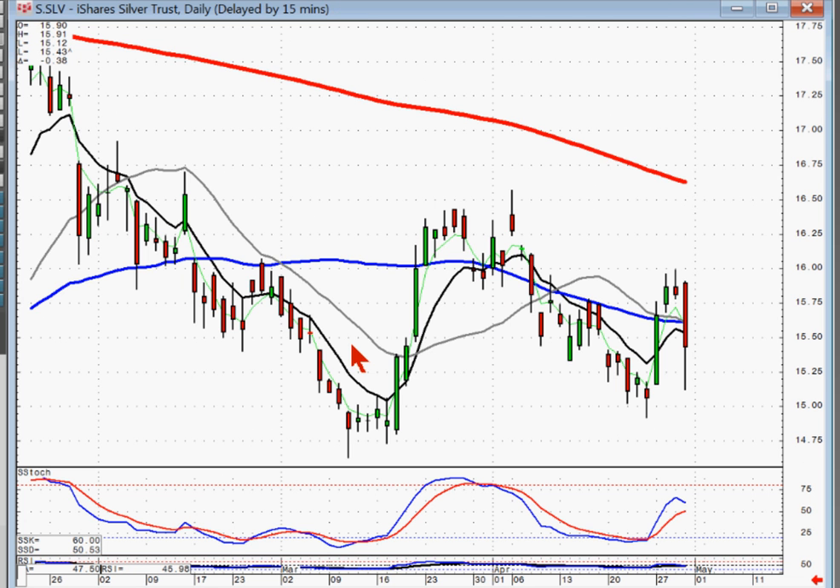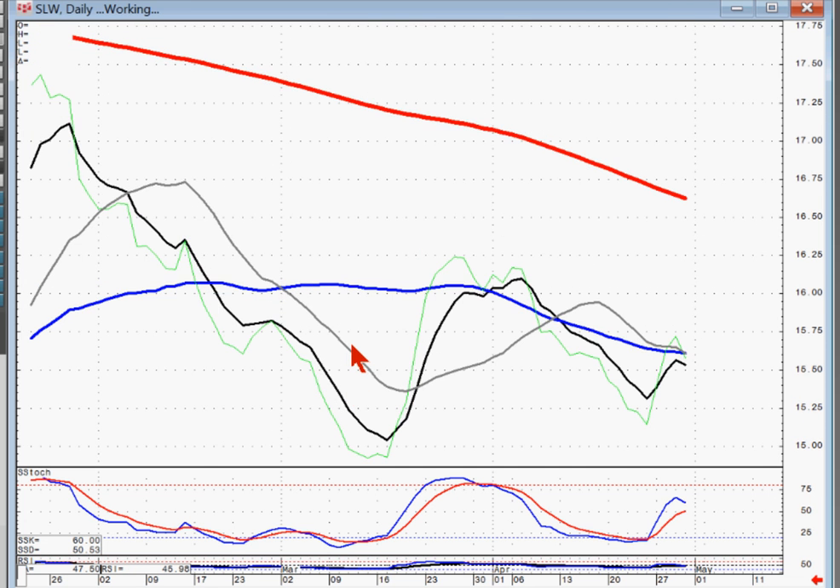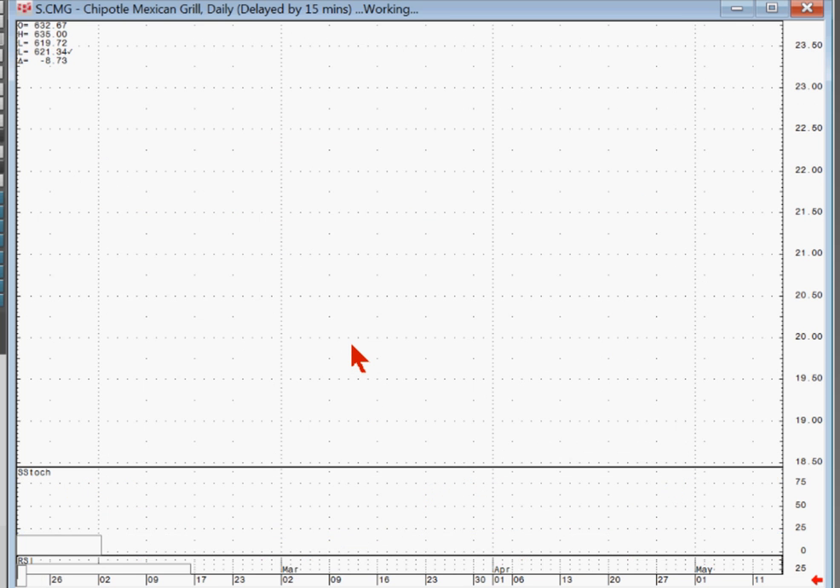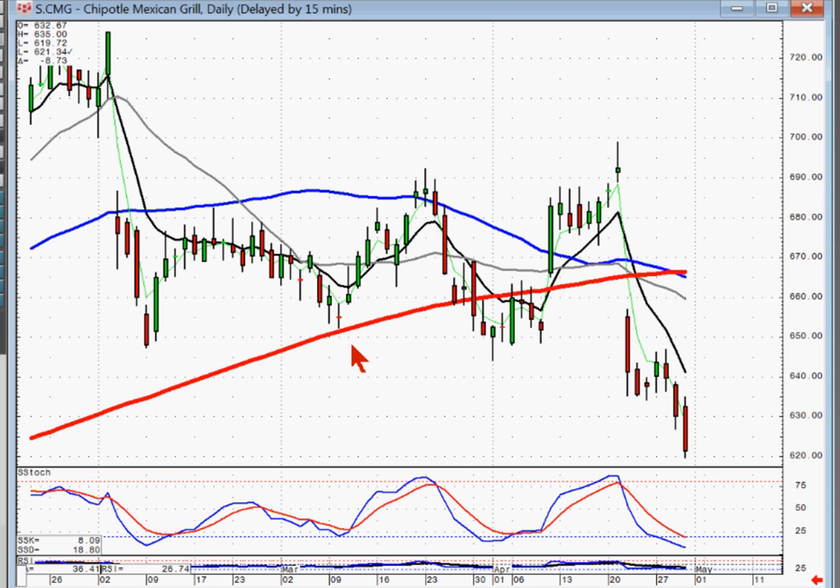Silver was off today. So that meant silver Wheaton was off. That's a doji gap down, which means if this opens lower tomorrow, you definitely want to be selling it or shorting it. Chipotle, notice the doji gap down. This is in a downtrend until you see a buy signal.